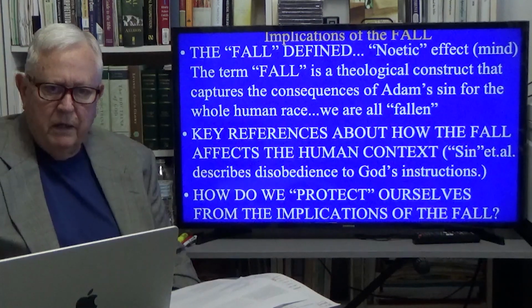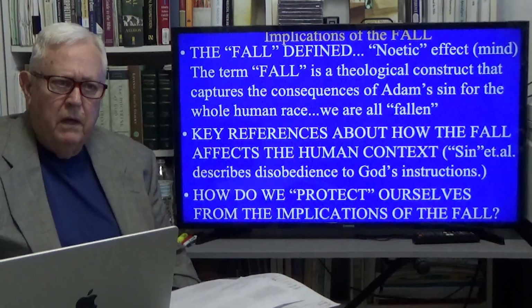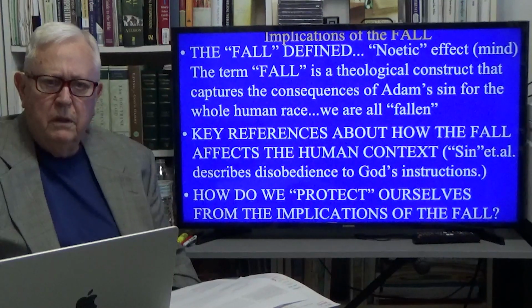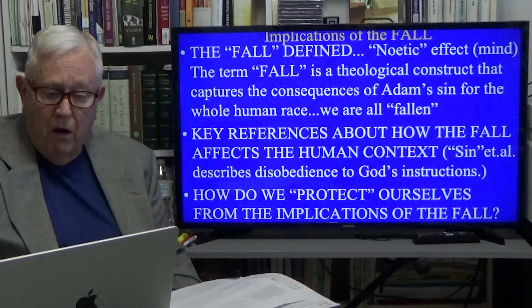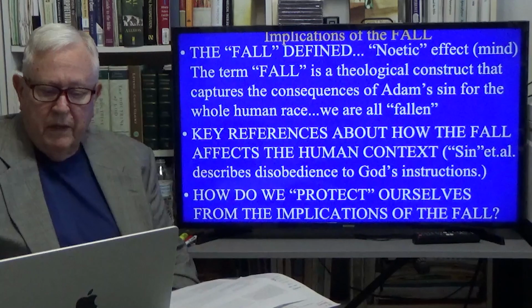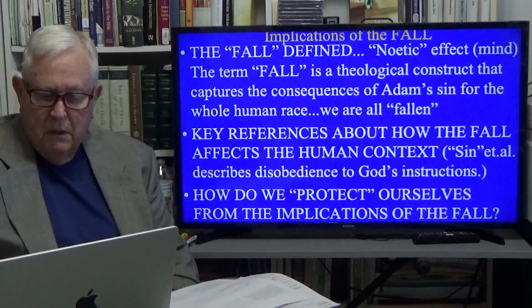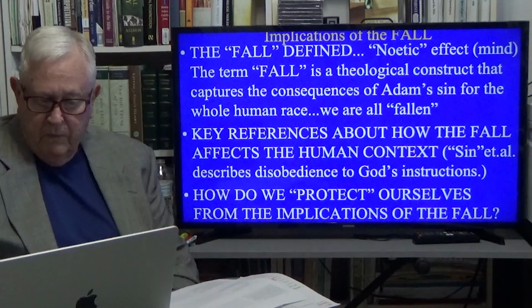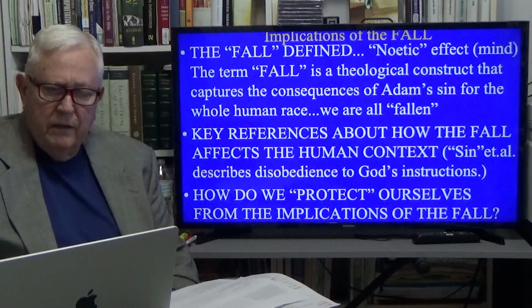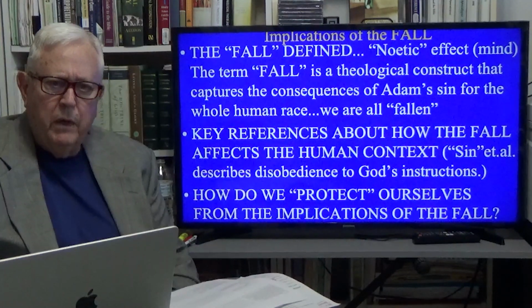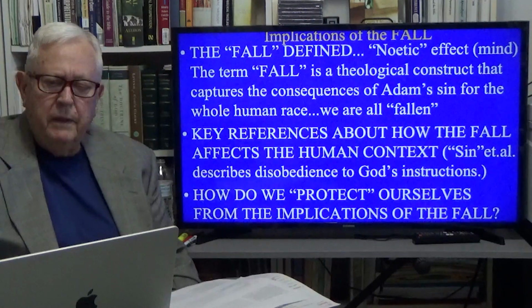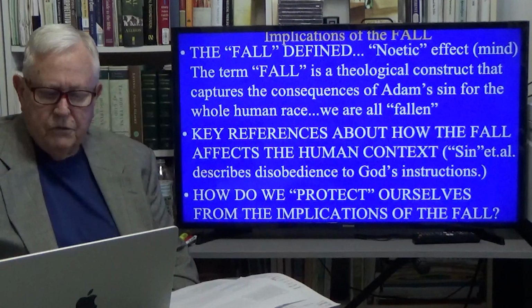Every now and then somebody comes along. Isn't it odd how autistic children can have such minds in certain areas? I mean, it's mind-blowing. The term fall is a theological construct that captures the consequences of Adam's sin for the whole human race. We are all fallen in that regard. And the fall doesn't mean that we are as bad as we could be, but we are as bad off as we could be until we're redeemed in Christ.